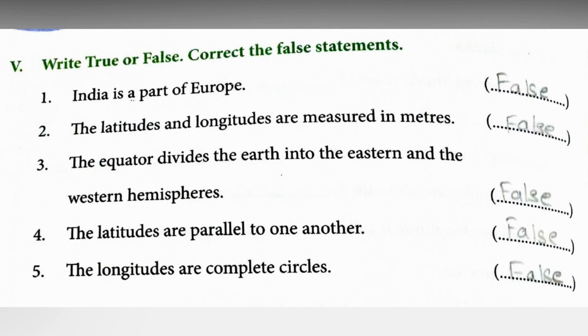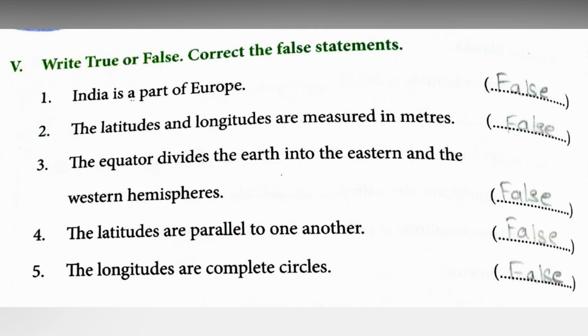Fifth section, write true or false. Correct the false statements. First one, India is a part of Europe. False. Correct statement: India is a part of Asia. Second one, the latitudes and longitudes are measured in meters. False. The latitudes and longitudes are measured in degrees. Third one, the equator divides the earth into the eastern and the western hemisphere. False. The equator divides the earth into the southern and the northern hemisphere.